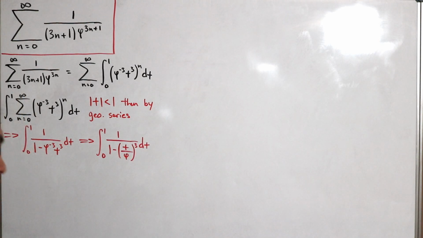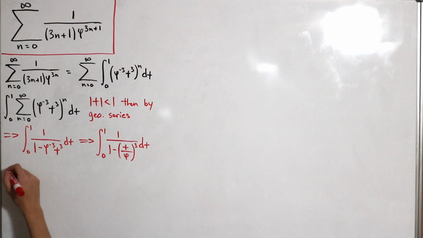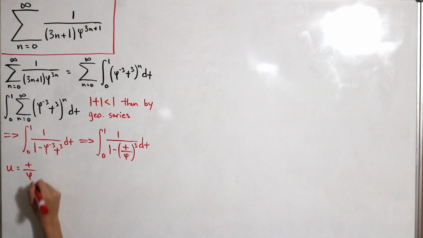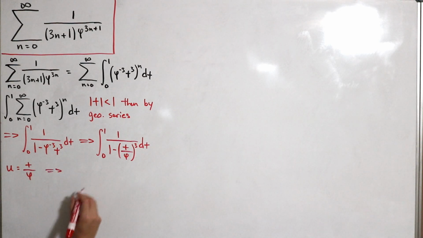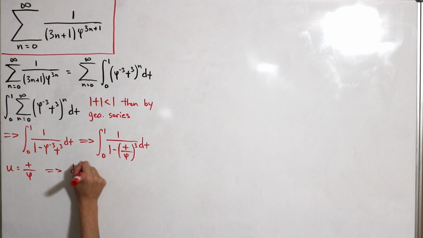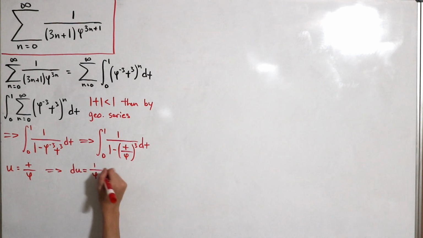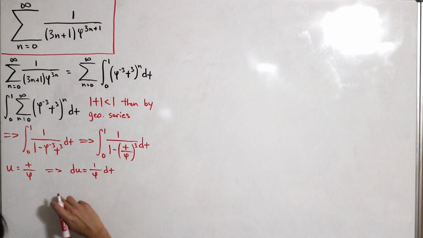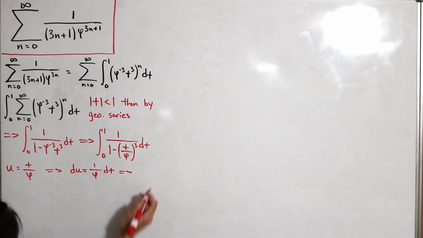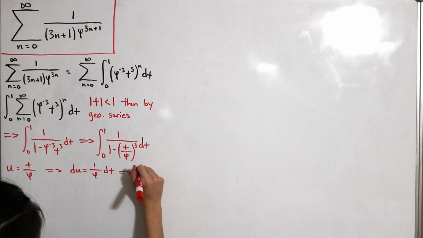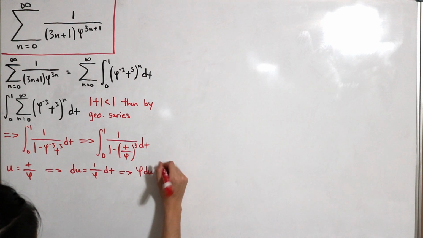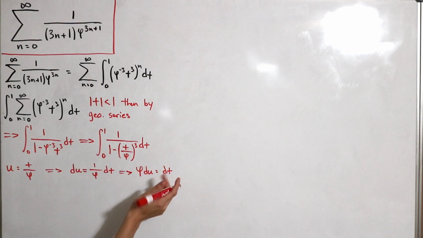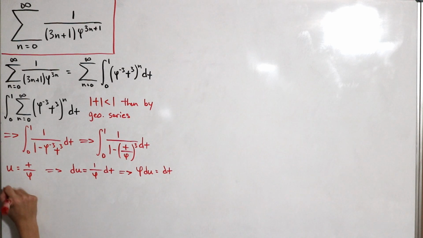From there you can perform a u substitution. We'll let u equal t divided by phi, then take the differentiation of both sides, so du is equal to 1 divided by phi dt. Since we have to do the substitution for dt, I'll multiply phi to both sides, so phi du is equal to dt. Then we can move the phi, since it's just a constant, outside the integral.